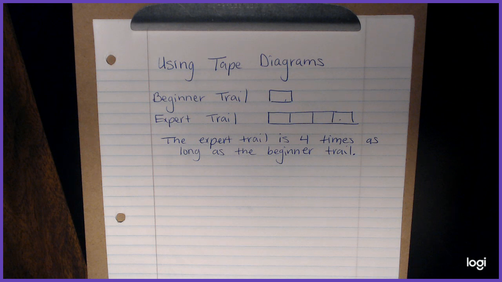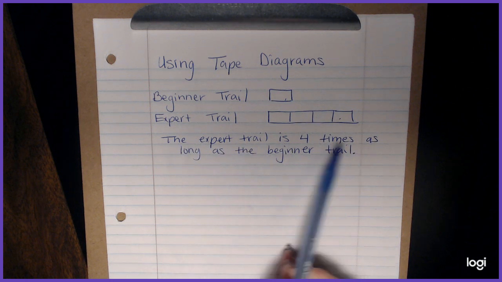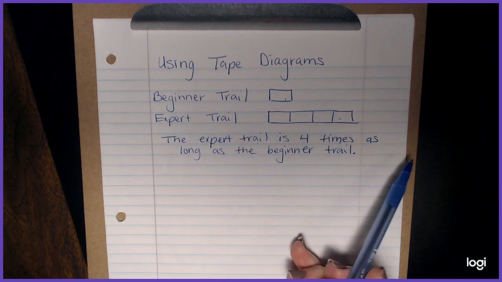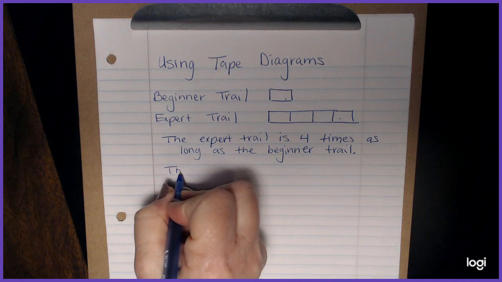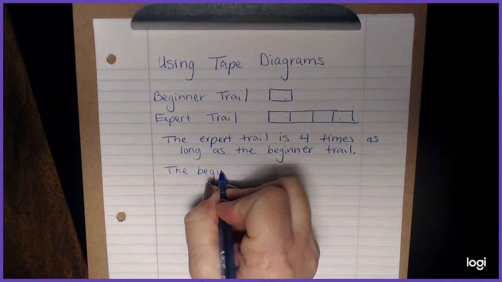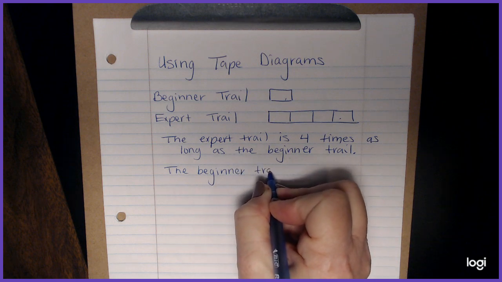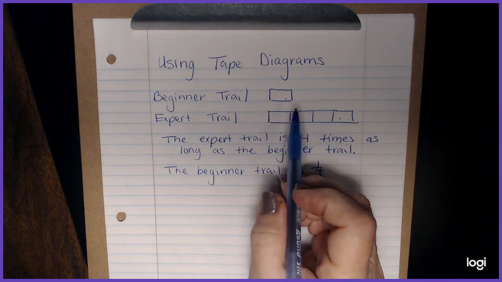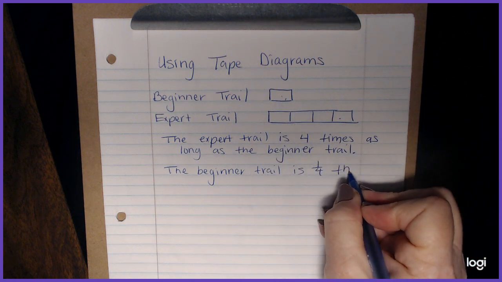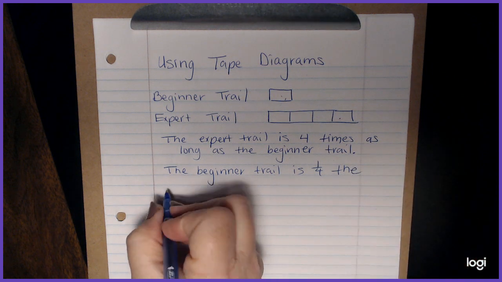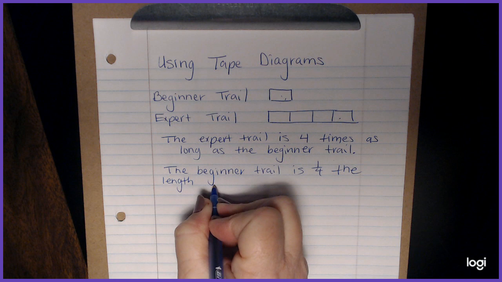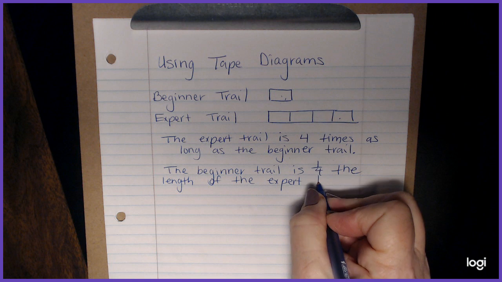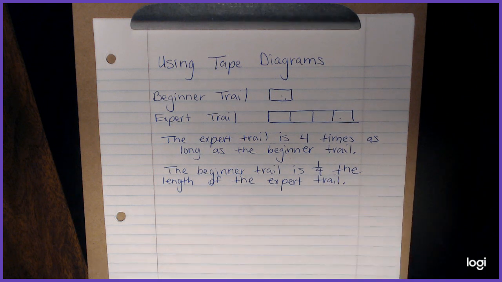Now we could also go the other direction, and instead of saying that the expert trail is 4 times as long as the beginner trail, we could say that the beginner trail is 1 out of 4, or 1/4 of the expert trail. So we're going to write both of those down. So the beginner trail is 1/4 the length of the expert trail.